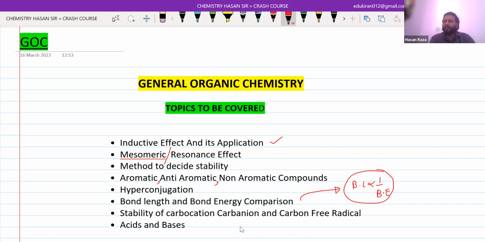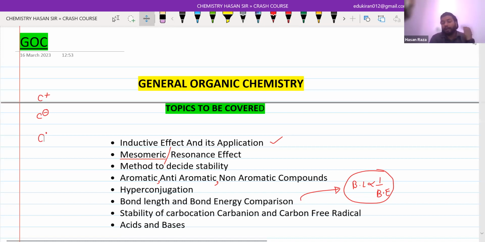And then comes the stability of carbocation, that means carbon has a positive charge, then carbanion, that means carbon has a negative charge, and carbon free radical, that means carbon has a free or unpaired electron. Then we will talk about acids and bases. Okay, now moving to the first topic, that is inductive effect.